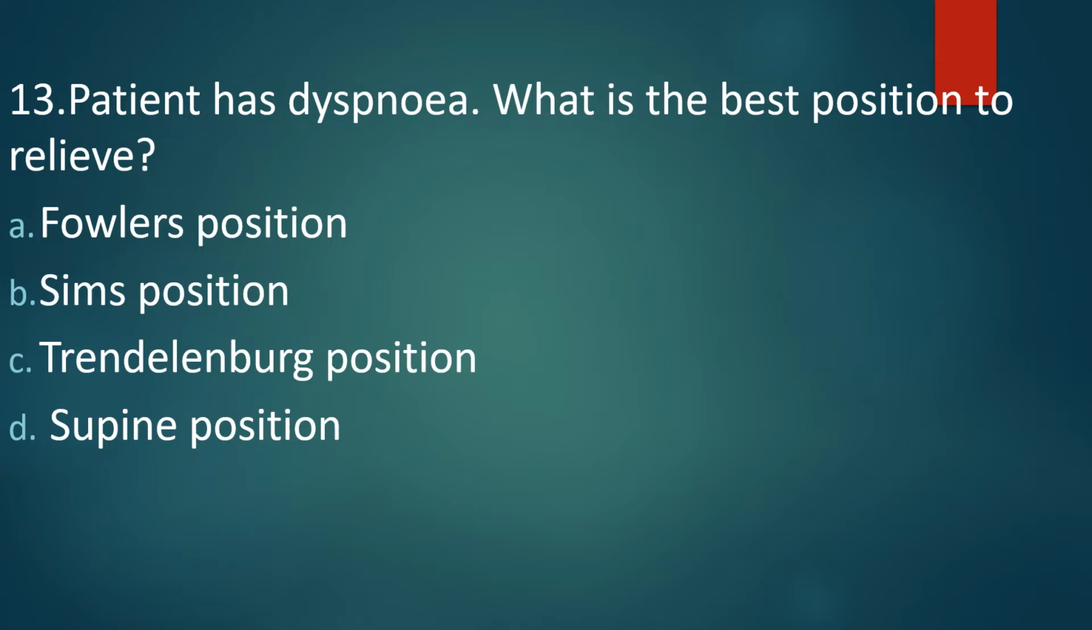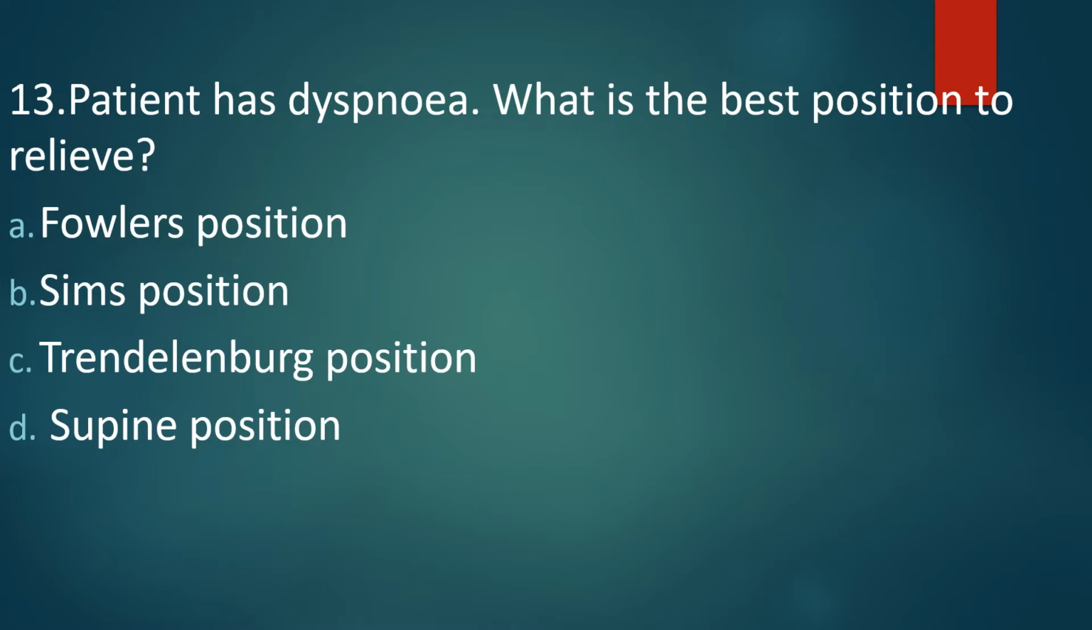Patient has dyspnea. What is the best position to relieve? I think this is an easy question. Let me explain. Option A, Holder's position. Option B, Sims position. Option C, Trendelenburg position. And option D is supine position. So what would be the answer?